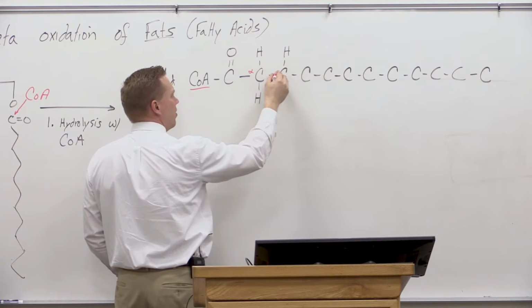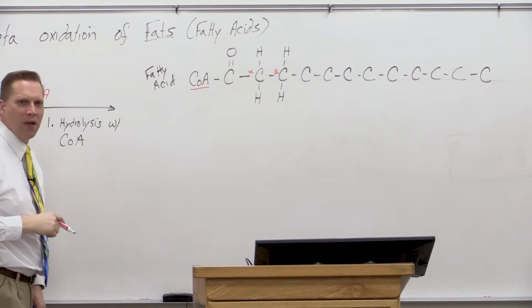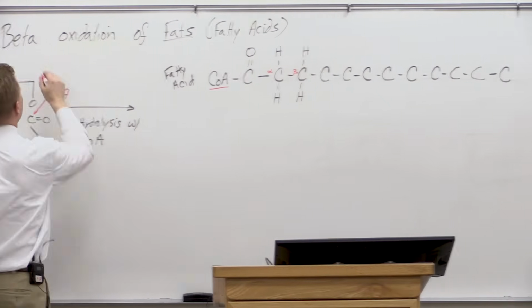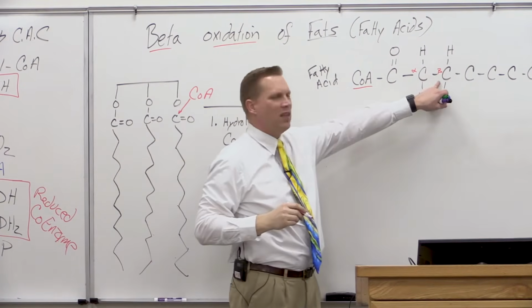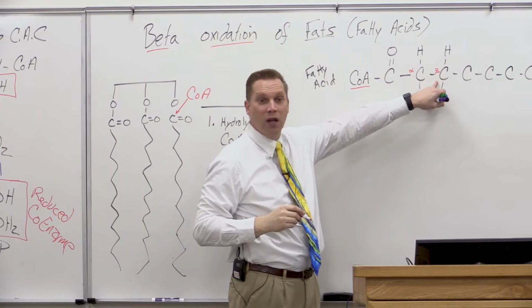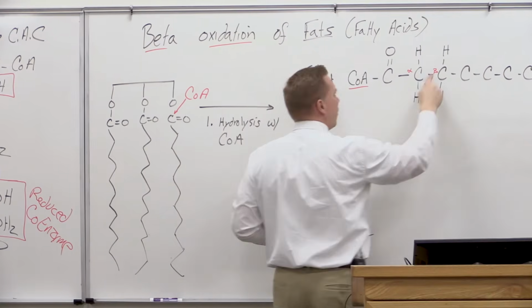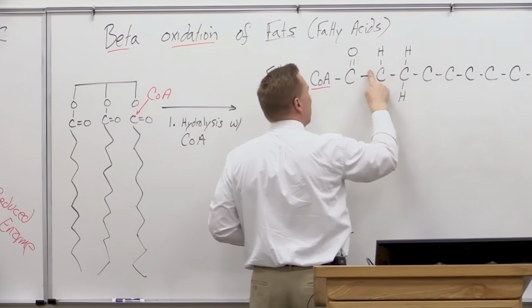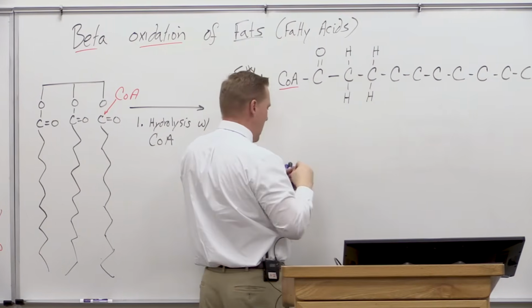And then this third carbon right here is known as the beta carbon. And that's where we get this name, beta oxidation, from. So we want to be watching this carbon really closely. We're going to oxidize it. And so the first step in that oxidation is we are going to create a double bond.